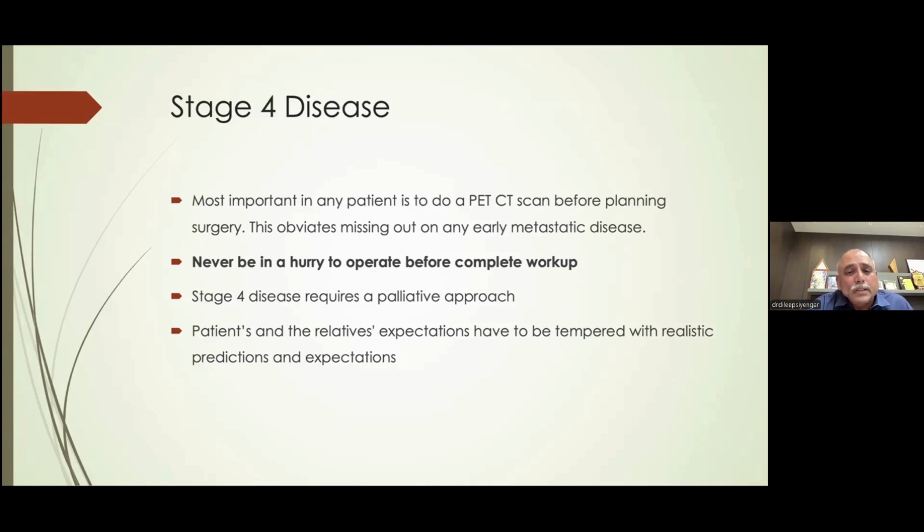Stage 4 disease requires a palliative approach, not a curative approach necessarily. In future, if everything turns out well, and if it is an oligometastatic disease, that is a low volume metastasis, and if that disappears in the future treatment, then we can think of a curative approach at some time in the future, but not in most of the patients. So patients' expectations and the relatives' expectations have to be tempered with realistic predictions and expectations.